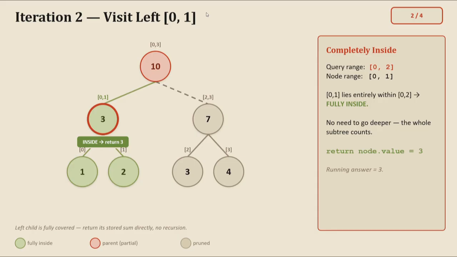We don't need to go any deeper. The entire subtree rooted here is within our query range, and the stored sum already represents exactly what we want. So we immediately return 3. This is where the segment tree earns its efficiency. By pruning whole subtrees in a single step, the two leaf nodes, A[0] and A[1], are never individually revisited. Running total so far: 3.